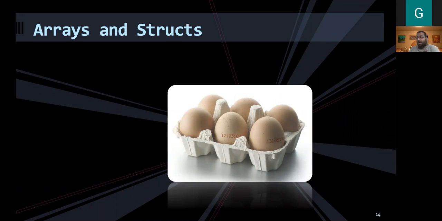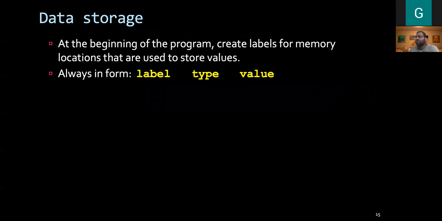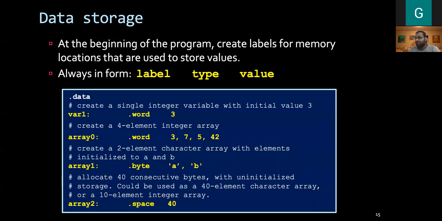So let's take a step back first and look at how data is stored in assembly. We have our .data section at the top. And in that section, you've already created different types of data. So let's talk about it in general. A label or data is always defined in this form: you have a label, you have the type of the data, and then you have the values of the data. So let's look at an example.